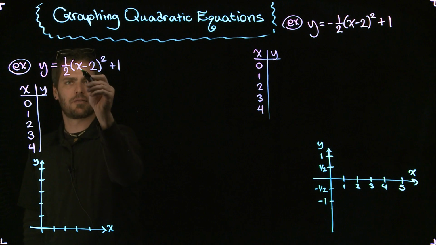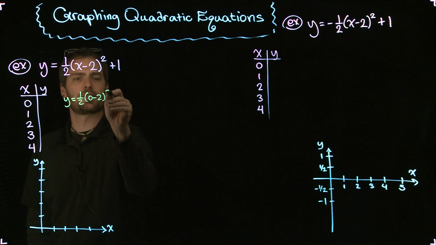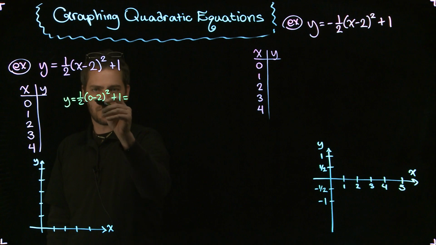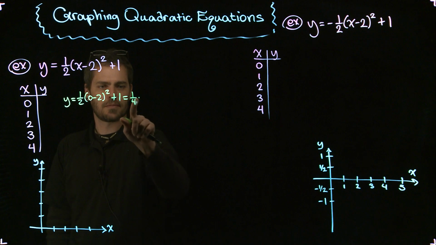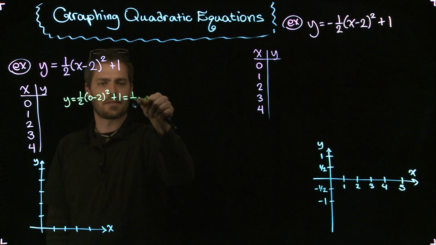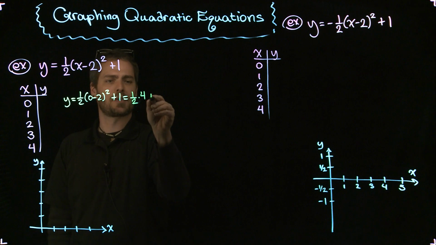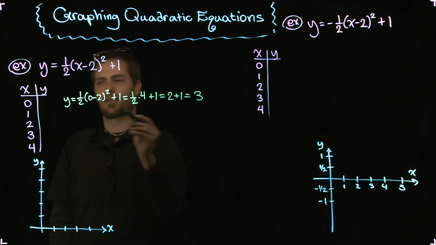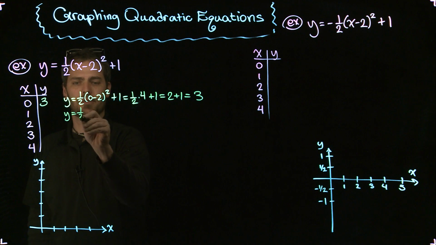So let's plug in 0 for x. This gives me 1/2 times quantity 0 minus 2 squared plus 1 equals, this guy in here, 0 minus 2 is negative 2 squared is 4, so I'm going to say 1/2 times 4, which came from this term that I squared, plus 1. Half of 4 is 2. 2 plus 1 is 3. Feel free to double check my computations, of course.